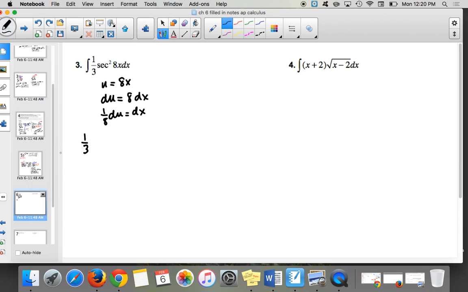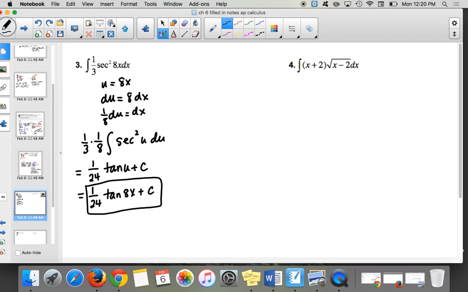So this is our 1/3 and a 1/8. And then we get secant squared of u du. So think back to our derivatives drills. What do you take the derivative of in order to get secant squared x? Yeah, you need tangent, right? So if you're integrating secant squared u, it's going to be tangent of u. Its derivative is secant squared, right? So you're going to get 1/24 tangent of u plus c, which is 1/24 tangent of 8x plus c.